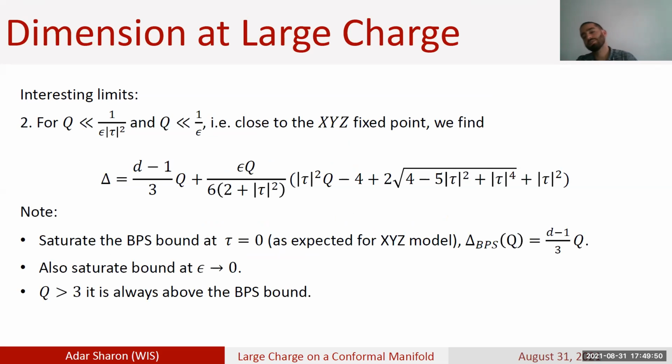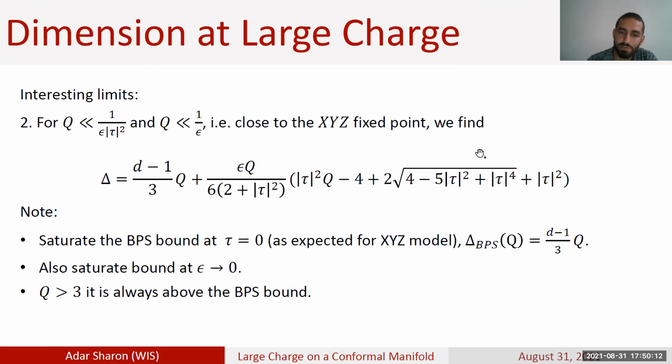Now taking the opposite limit of going close to tau equals 0, close to the XYZ model, we do the computation and we find this thing. So let's go over whether this makes sense or not. We expect that as we take tau to 0, we will be closer and closer to the XYZ point, and we expect the dimension to just saturate the BPS bound. We expect delta to be linear in Q.